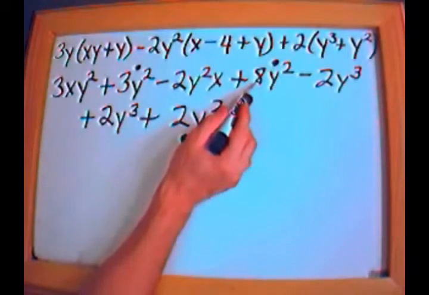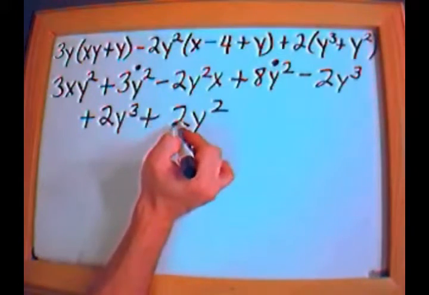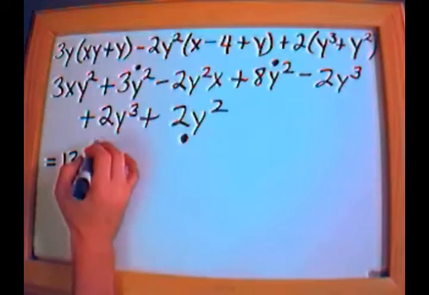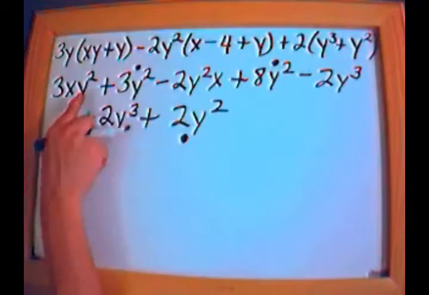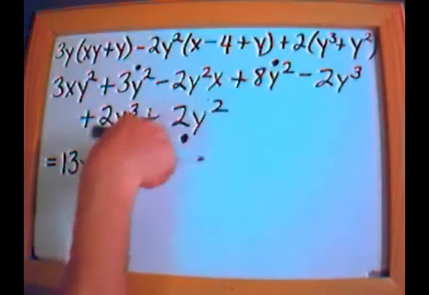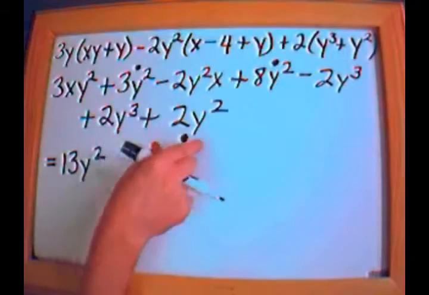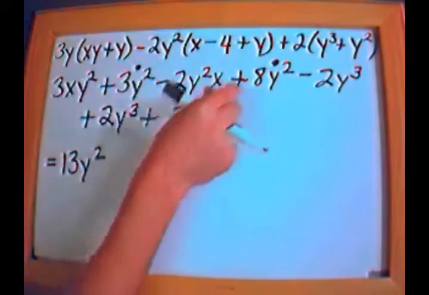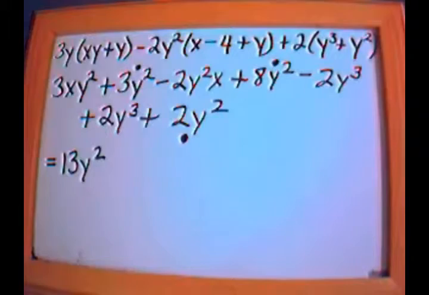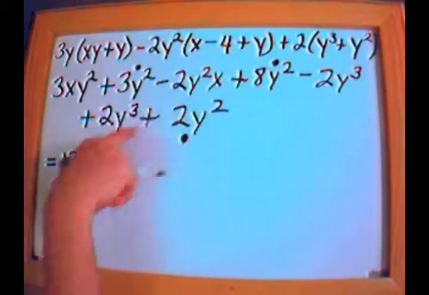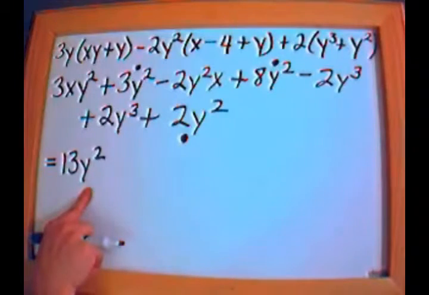3 plus 8 is 11. 11 plus 2 is 13. So this is going to equal 13y squared. Notice there's some y squareds laying around in other places too, but because they have other variables stuck in front of them, they're not the same as this. They have to be exactly the same variable, exactly the same exponent, or I can't add them up. So I'm going to add 3 plus 8 gives me 11. 11 plus 2 gives me 13 y squareds.